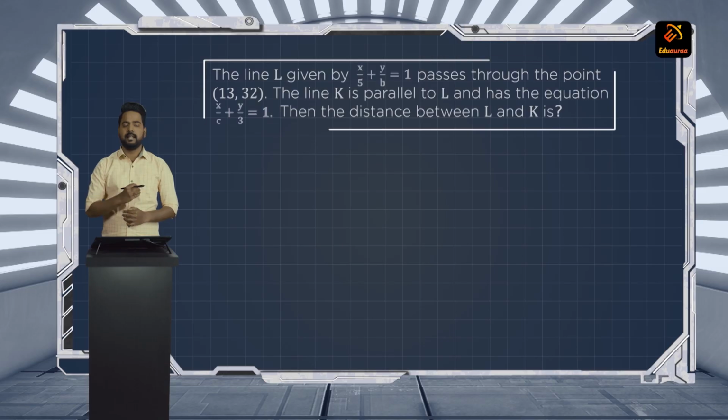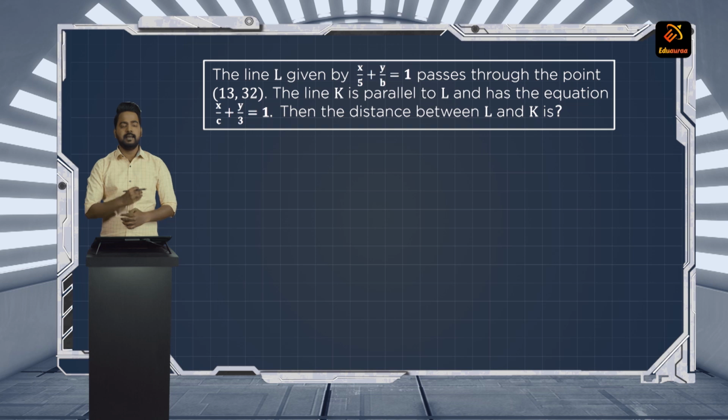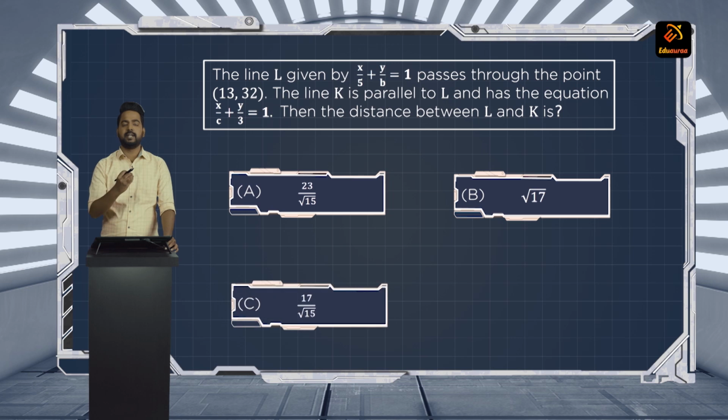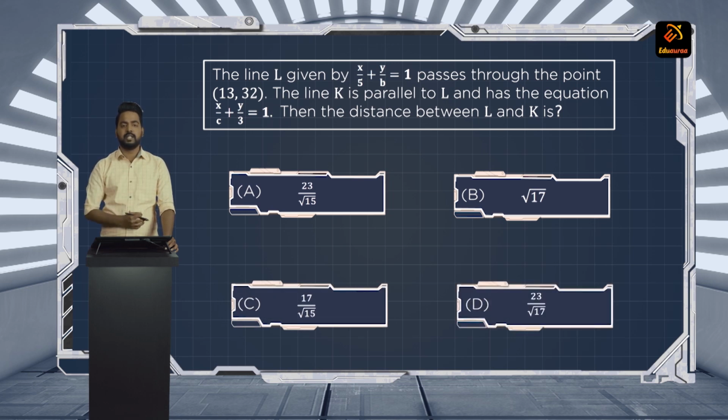Next question is: the line L given by x by 5 plus y by b equal to 1 passes through the point (13, 32). The line K is parallel to L and has the equation x upon c plus y upon 3 equal to 1. Then the distance between L and K is. And the options are A, 23 upon root 15; B, root 17; C, 17 upon root 15; and D, 23 upon root 17. This question came in AIEEE 2010.